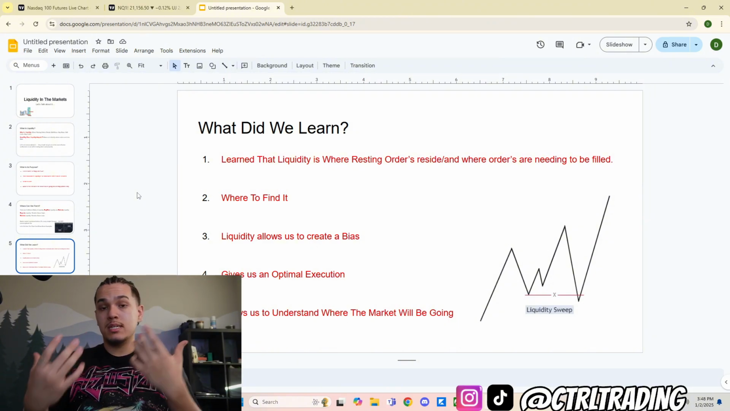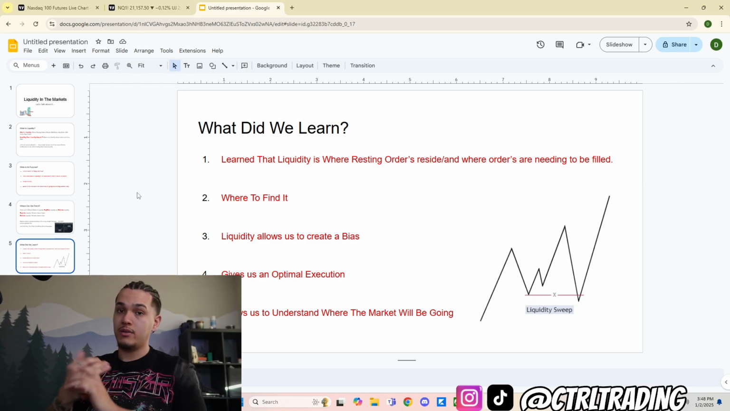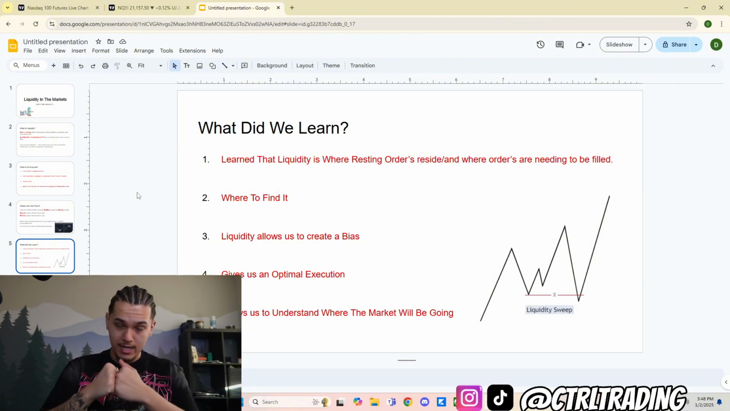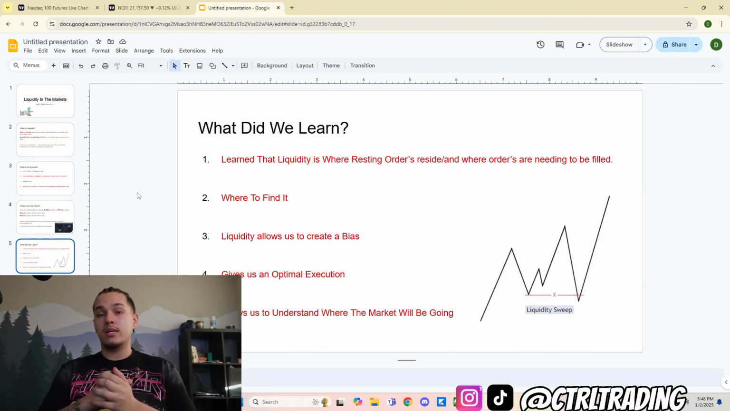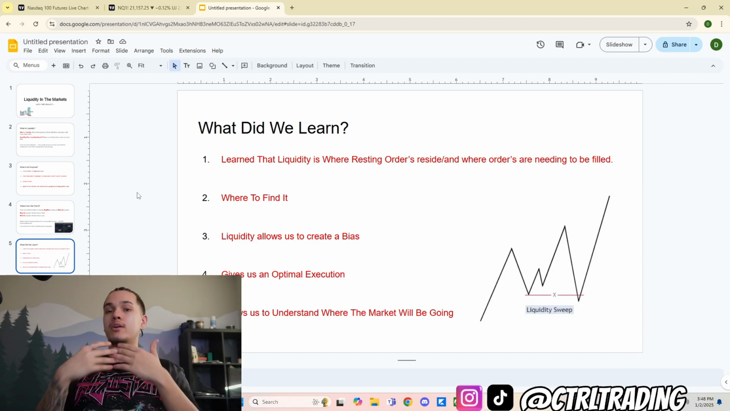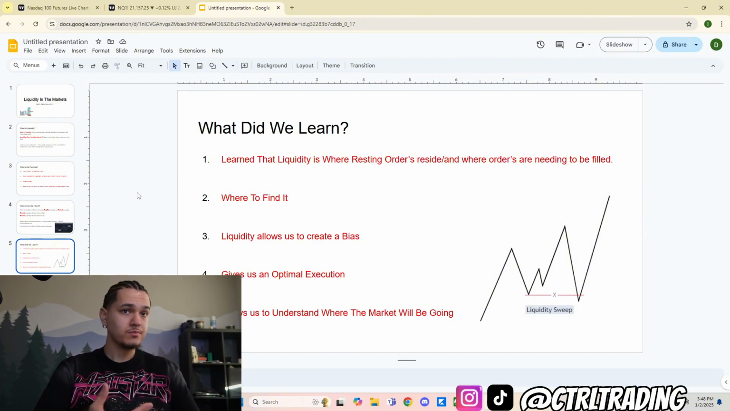Liquidity helps us and allows us to create a bias for the day. Like I had said, without liquidity, I probably don't have a trade for the day. If no high time frame liquidity is getting hit, I am not taking a trade. Gives us an optimal execution. What comes with having an optimal execution within trading? It creates a better risk to reward within trading, which means more profits for me. Allows us to understand where the market will be going.